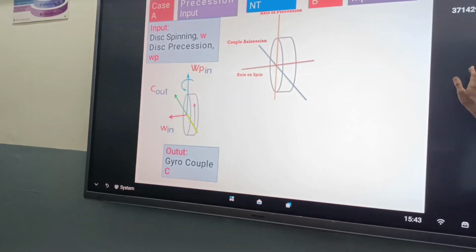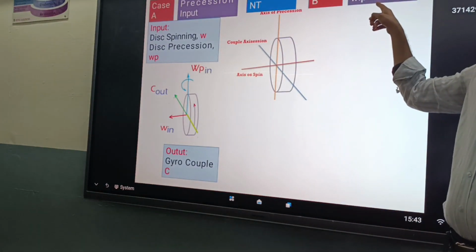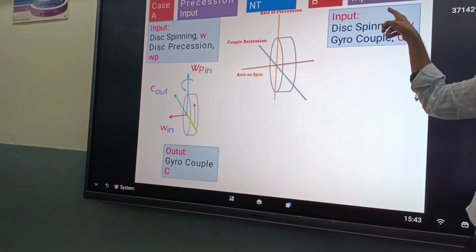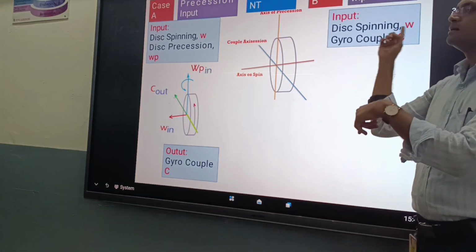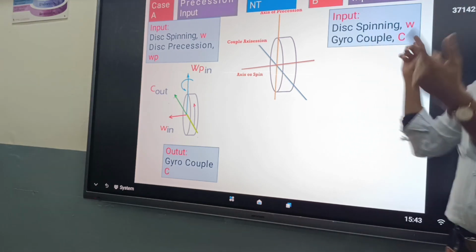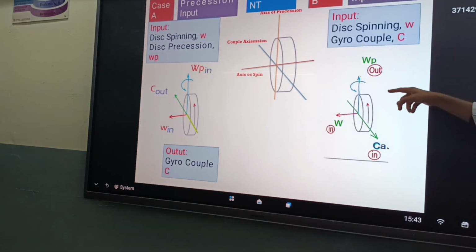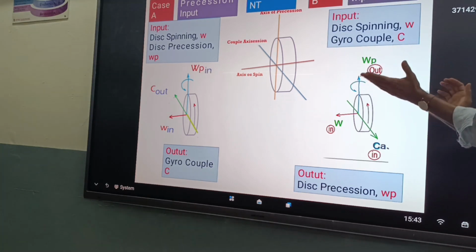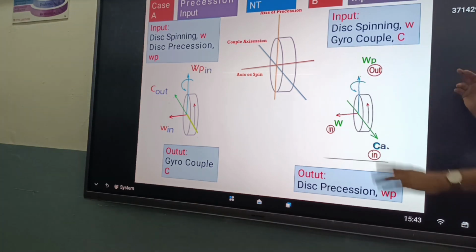Second case, couple is input. Just now we saw this. When couple is input, again what other input is there? This spinning, that is omega, is input, couple is input. What is output? Precession. Precession is the output. Okay. So in this case, because of this, it will be observed that this will try to turn on this side, that is precession. Okay.